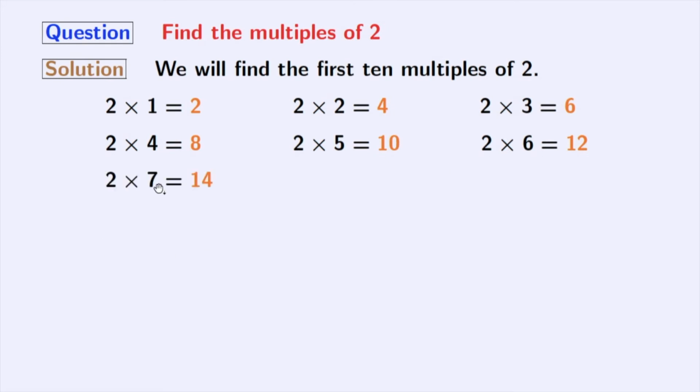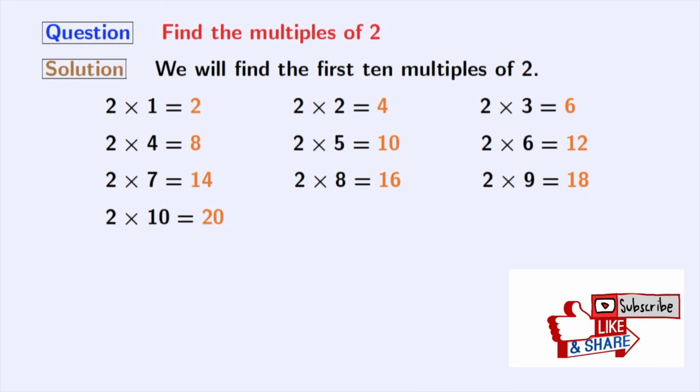Multiplying 2 with 7, we get 14. Multiplication of 2 and 8 gives us 16. Multiplying 2 with 9, we get 18. And if we multiply 2 with 10, we get 20.